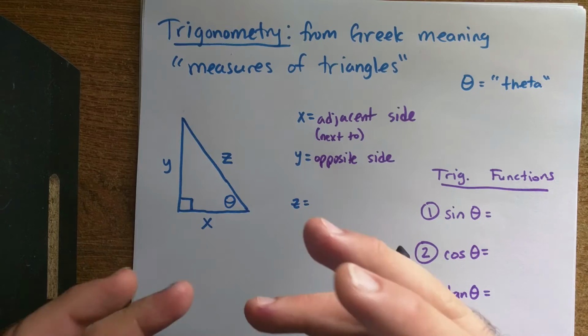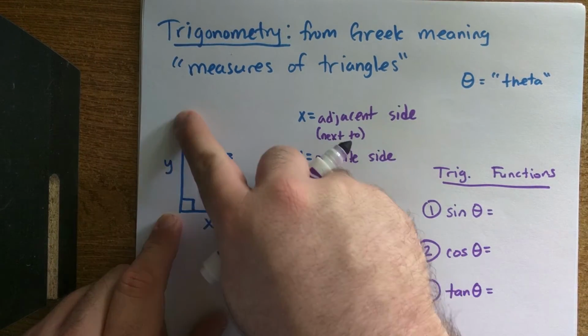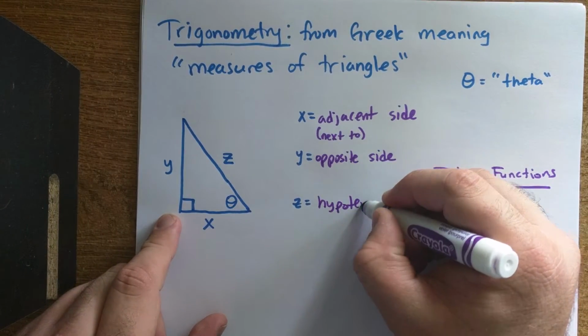And then if you remember, all right triangles have what's called a hypotenuse. And that's the side opposite of the right angle. In this case, that's the side right here. So z is the hypotenuse.